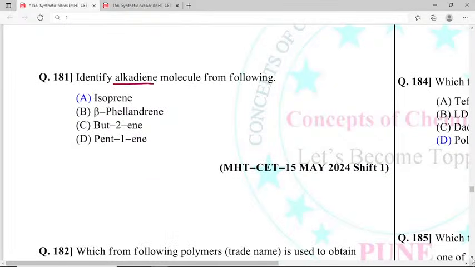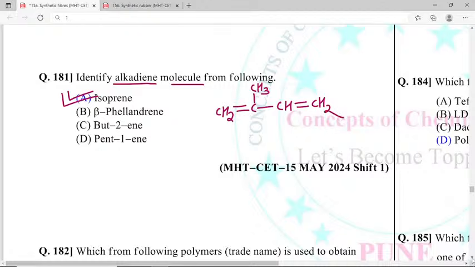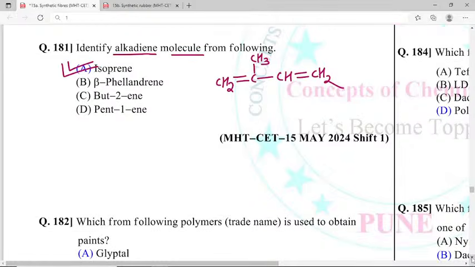Identify the alkadiene molecule from the following. Isoprene is an alkadiene. So this is CH2 double bond C, this is CH3, again CH double bond, and this is CH2. So this is an alkadiene molecule, isoprene. Always remember isoprene.